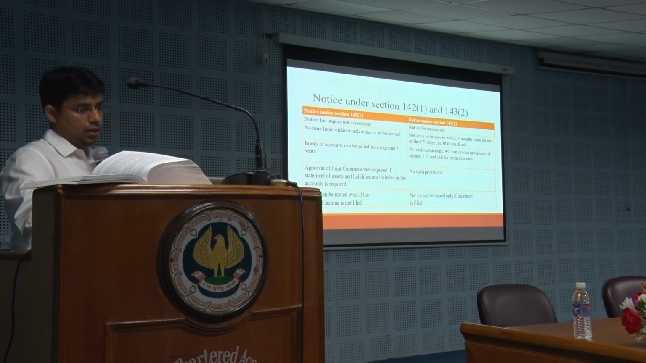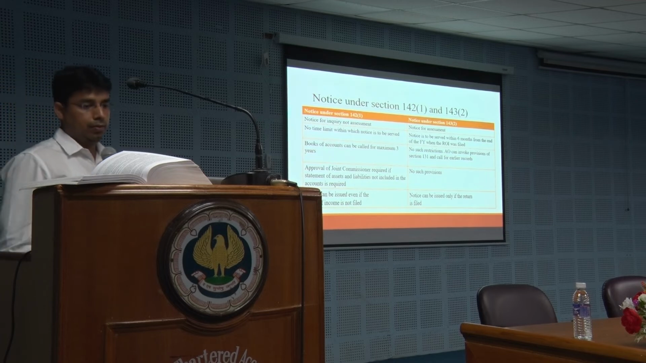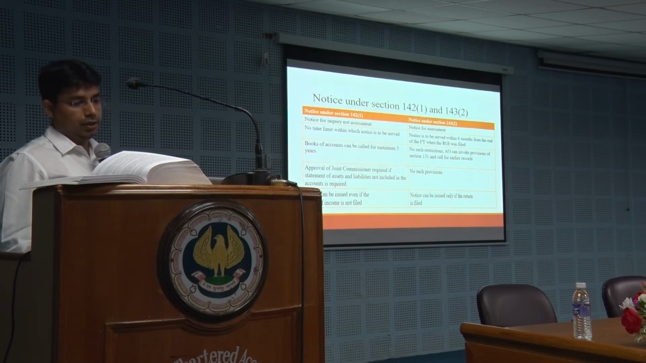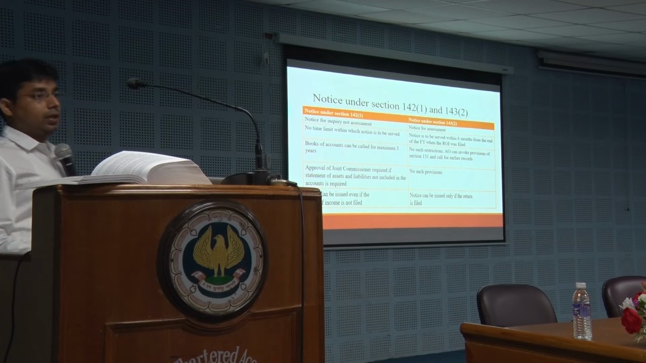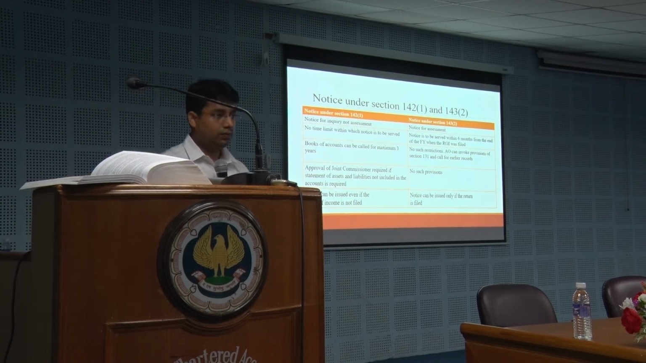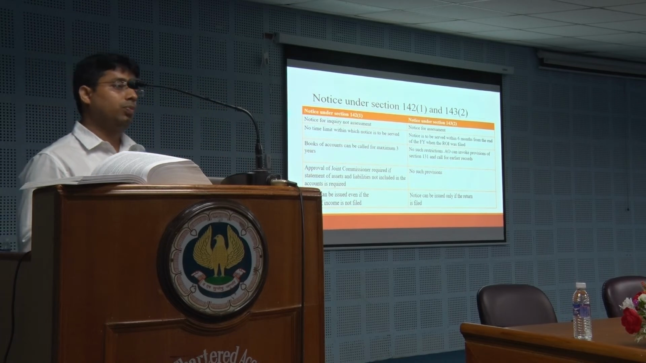Yeah, so I think most of it we have discussed. Subject to the approval part, 142(1) requires the officer to get an approval from the Joint Commissioner if the statement of assets and liabilities not included in the accounts have been directed to be submitted by the officer. So if they require something which is not included in your financials, he should get an approval from the Joint Commissioner to send such notice to the assessee.